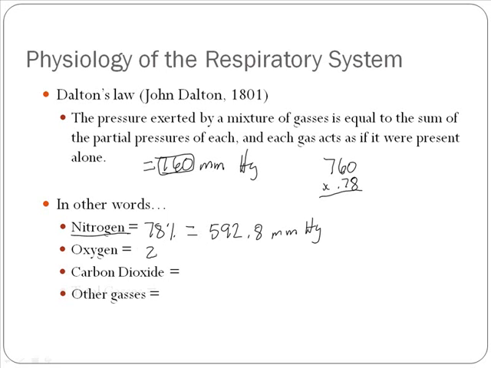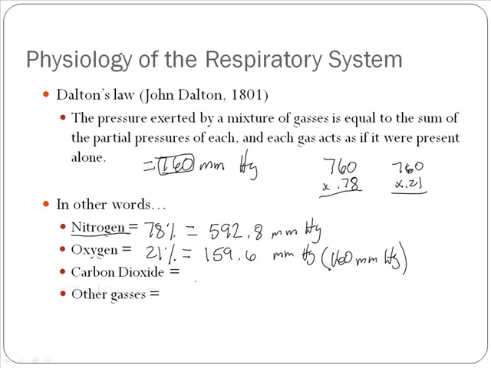We also know that oxygen is 21% of the air, so wherever you are, whether up in the mountains or at sea level, oxygen is always about 21% of the atmosphere. So if we multiply 760 times 0.21, which is 21%, we come out to oxygen being 159.6 millimeters of mercury. On average, we just say that oxygen is 160 millimeters of mercury.